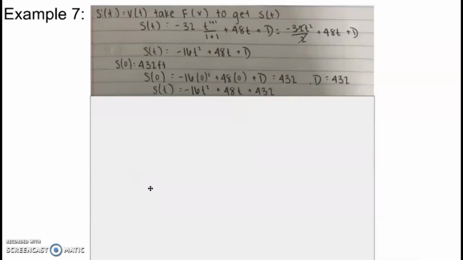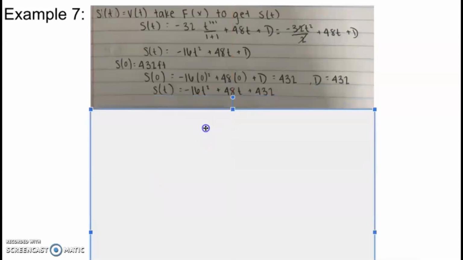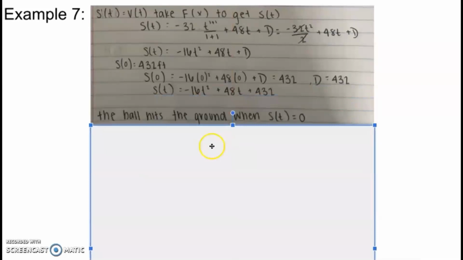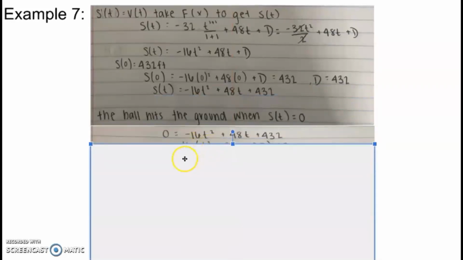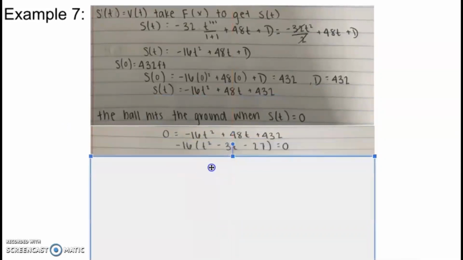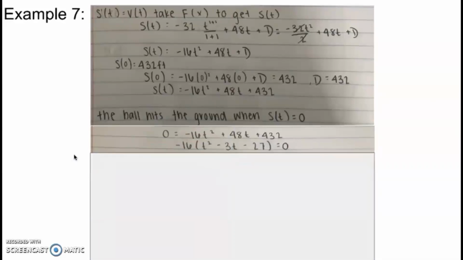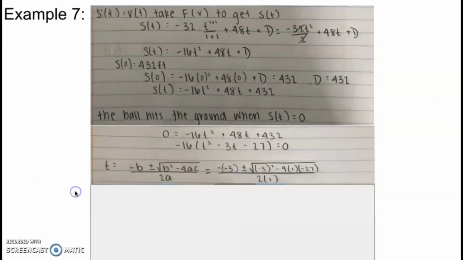This equation is good until the ball hits the ground, when s of t equals 0. So when setting this equal to 0, we see that 0 equals negative 16t squared plus 48t plus 432. Now we can factor out a negative 16 to get t squared minus 3t minus 27. Realistically, 0 is divided by negative 16 to get rid of that, but we don't need to write that step out. So this actually does not factor nicely. So we're going to have to use the quadratic formula, which is t equals negative b, plus or minus the square root of b squared minus 4ac, all over 2a.